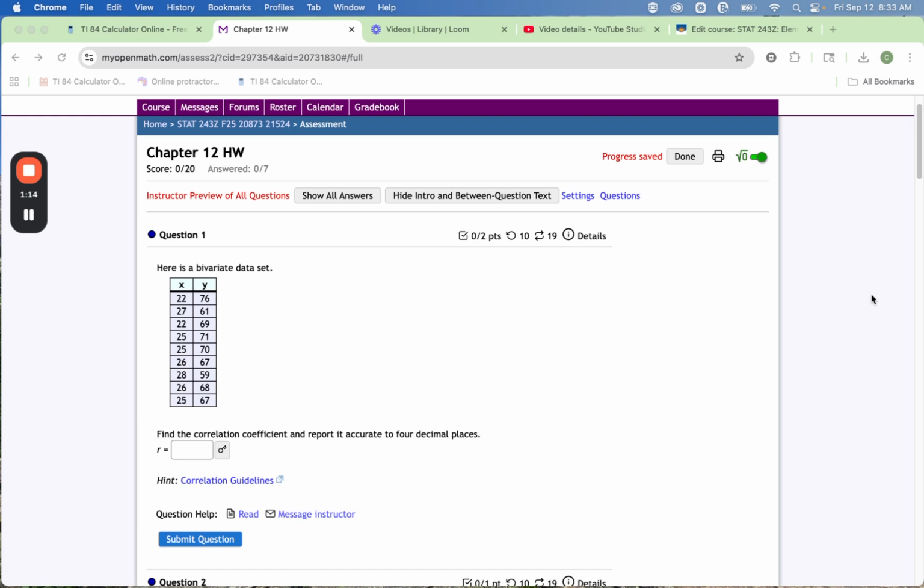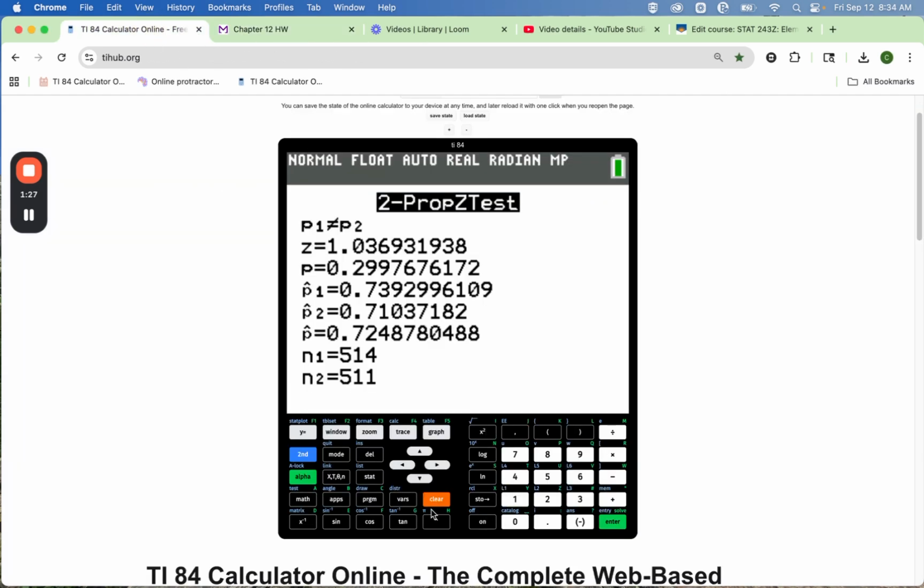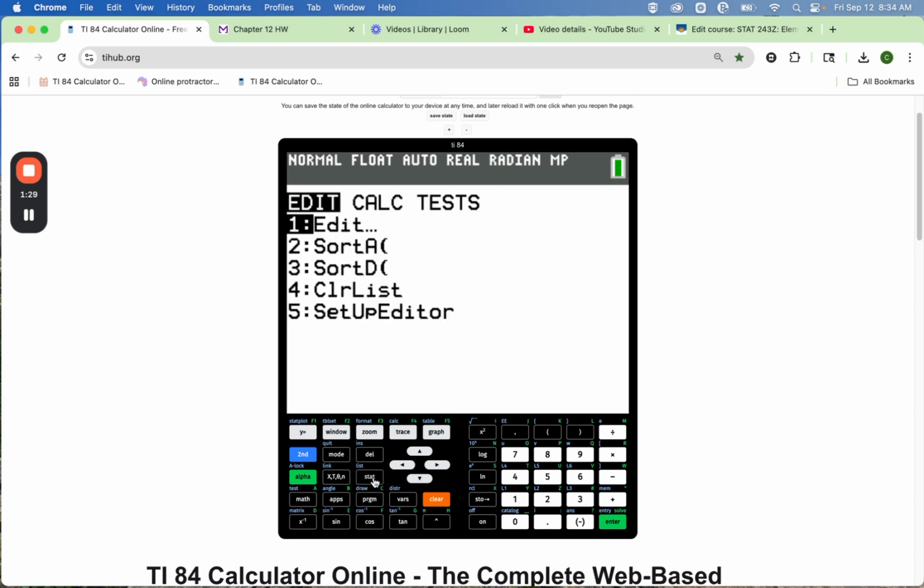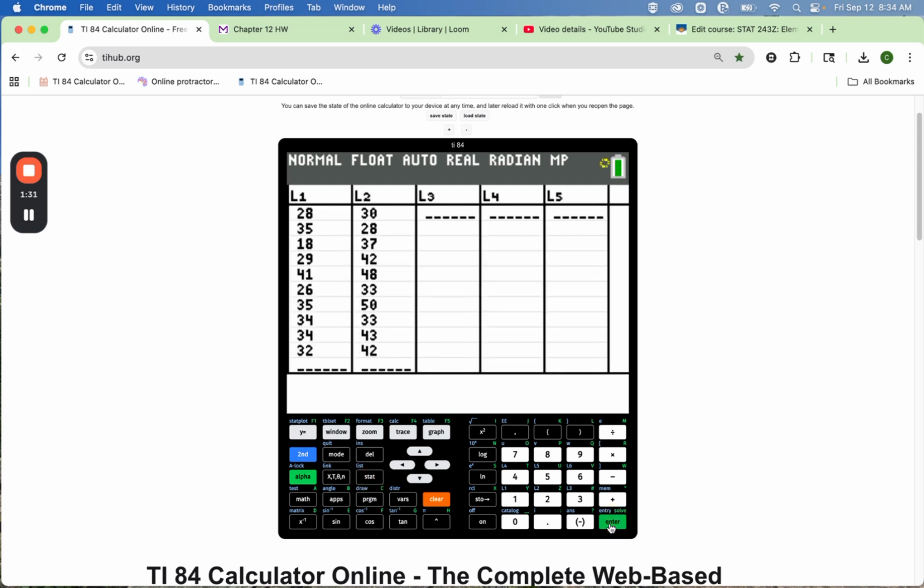So we have a bivariate data set here. We are going to need to enter these values into our calculator, into our stat edit. So here we go, into stat edit. Now I know how to clear. I found the clear button, so that's good. So we can go up here and I can hit clear, enter, get rid of that list. Up here, go clear, enter. There we go. Now I got to enter those two sets of data in.